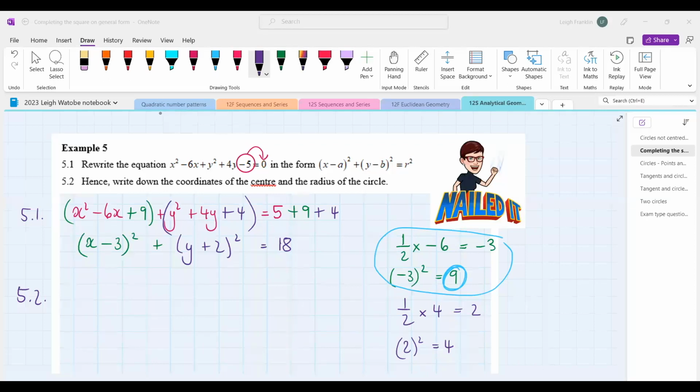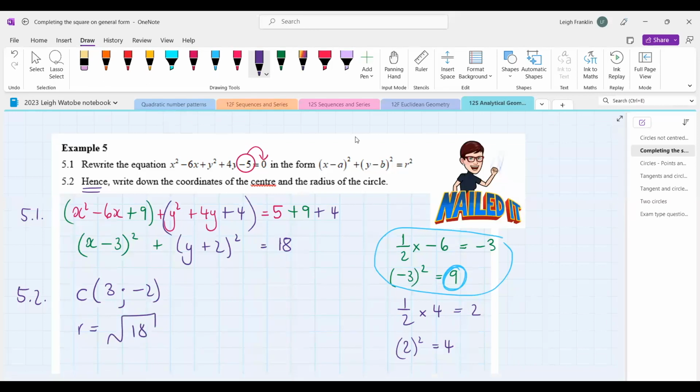Okay, so now when they say to us, hence, write down the coordinates of the center. Now that it is in center-radius form, it's easy for us to do so. The coordinates of the center will be (+3; -2). The length of the radius is going to be √18.